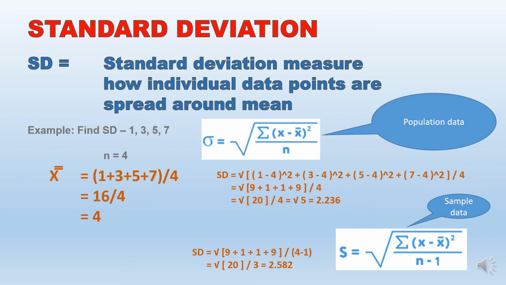Here in the example, suppose the standard deviation value in the sample is 2.582. It indicates how the individual points 1, 3, 5, 7 deviate from the mean. Suppose the process mean, x double bar, is 4. The individual data points vary on both sides of the average, like 4 plus or minus 2.582. So the data will fall in that kind of range. This is the interpretation for the standard deviation.